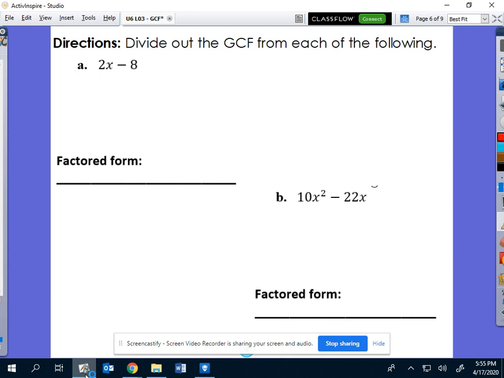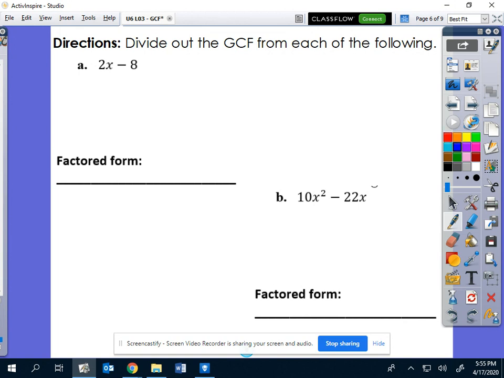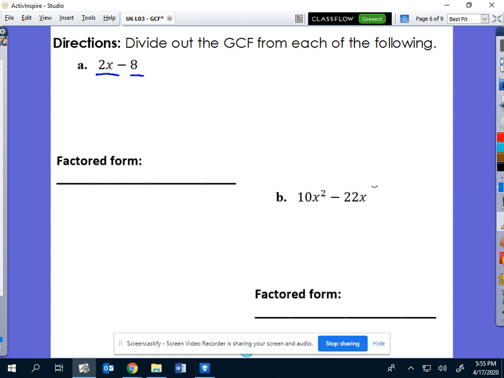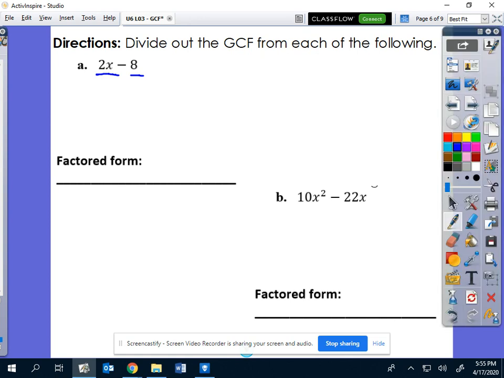So now that we've been able to talk about what a GCF is, let's really practice, because this is absolutely vital and crucial to being able to do everything else when it comes to factoring. So when we look at 2x minus 8, we're going to start really basic here. 2x minus 8. We want to look at both terms, 2x and negative 8, and ask ourselves, what do they have in common?